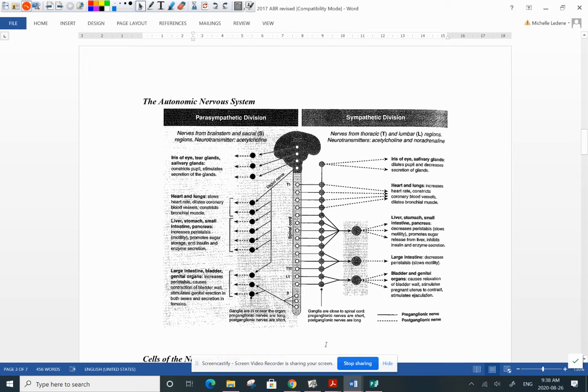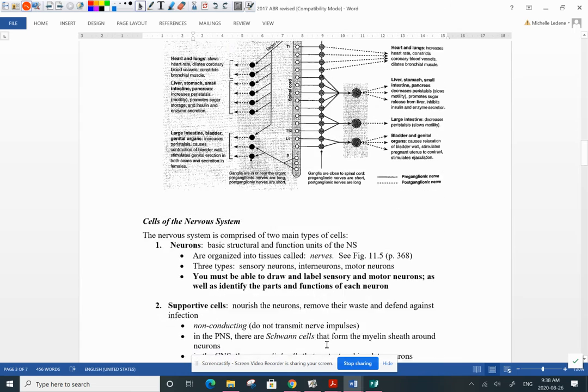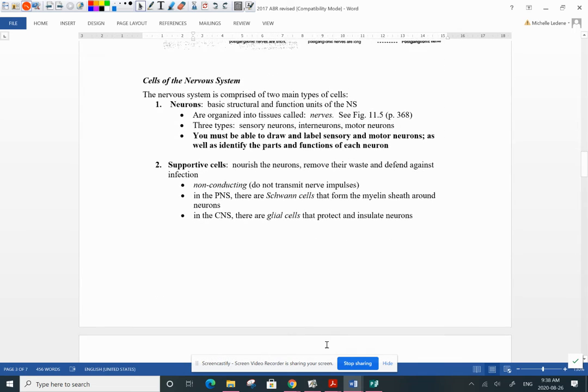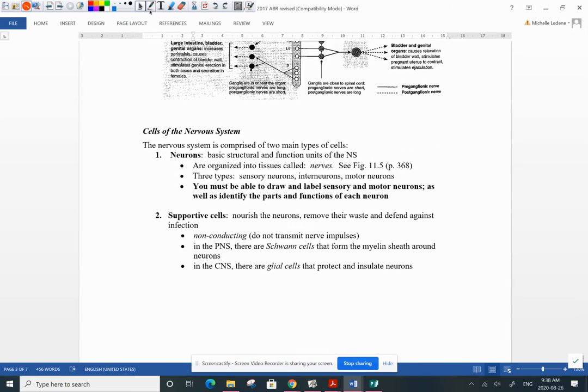All right, Biology 30s. We are continuing on in our Chapter 11 Nervous System Notes Guide. This is video 2. Here, I want to talk about the different cells of the nervous system. So the basic cell is called a neuron. And obviously, it's a nervous system. We have nerves, and the neurons are organized into nerves.